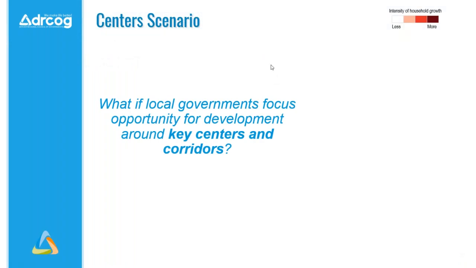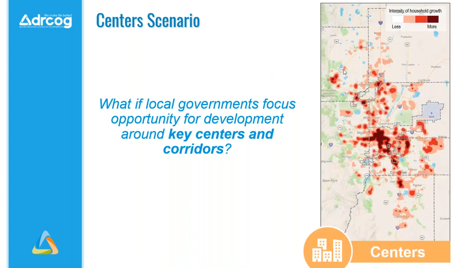So now let's talk about the center scenario. Again, in the center scenario, what if local governments focus opportunity for development around those key centers and corridors that Andy talked about earlier? Again, remember, this is only about 3% of our total land area. It's a very strategically focused scenario. And again, there's the map to remind you of what that looks like.